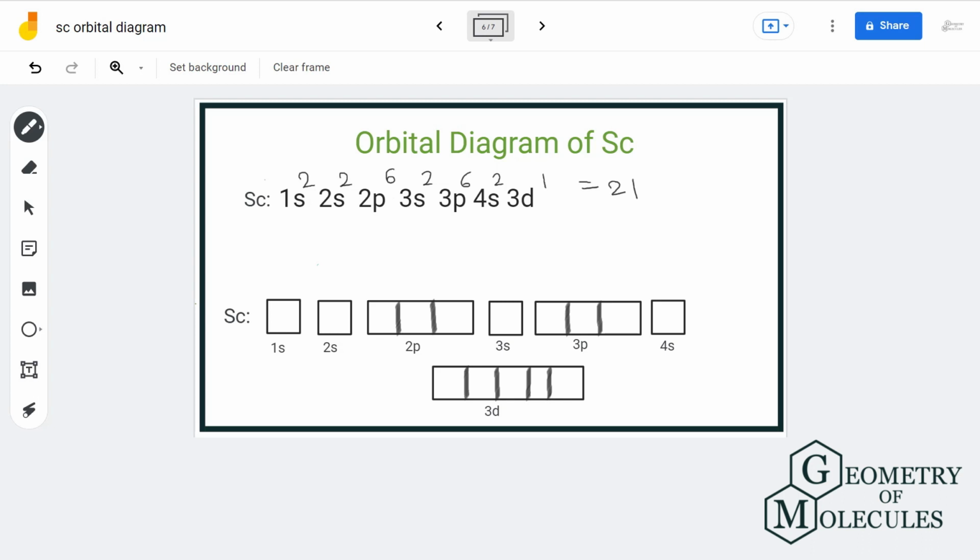Now let us arrange the electrons in orbitals. Now s can hold maximum of 2 electrons, so we'll place 2 electrons with opposite spin. Same with 2s. Next comes 2p, 3s2, 3p6. Now we are left with one more electron that will go into 3d orbital. This is the orbital diagram for scandium.